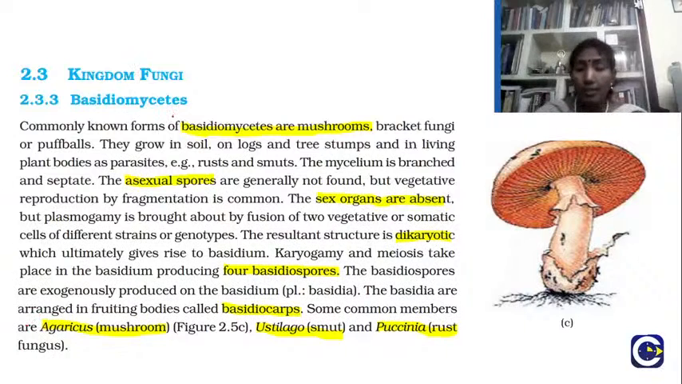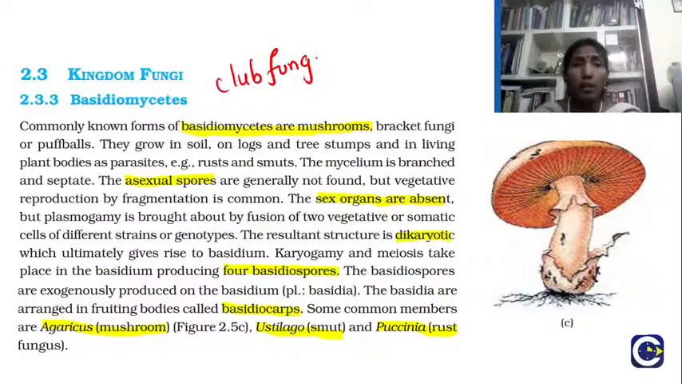So, Basidiomycetes. Basidiomycetes are called the club fungi. You can see this looks like a puffball. Commonly known Basidiomycetes are mushrooms, bracket fungi or puffballs. You can commonly see them growing on logs, trees, stumps. We can see them where water stagnates on a tree. And in living plant bodies as parasites, for example rust and smut.